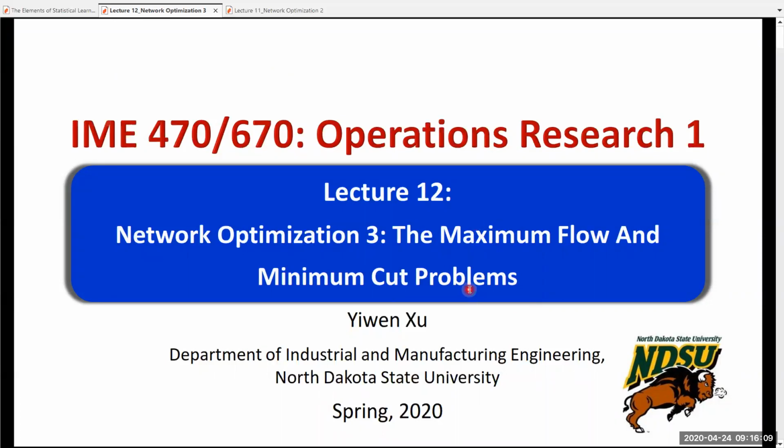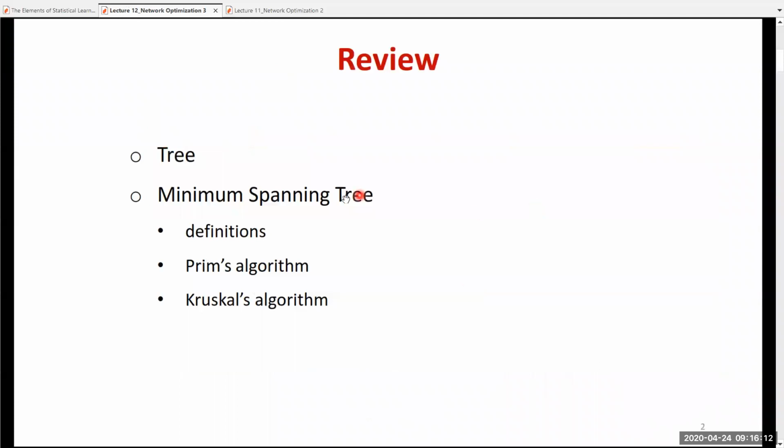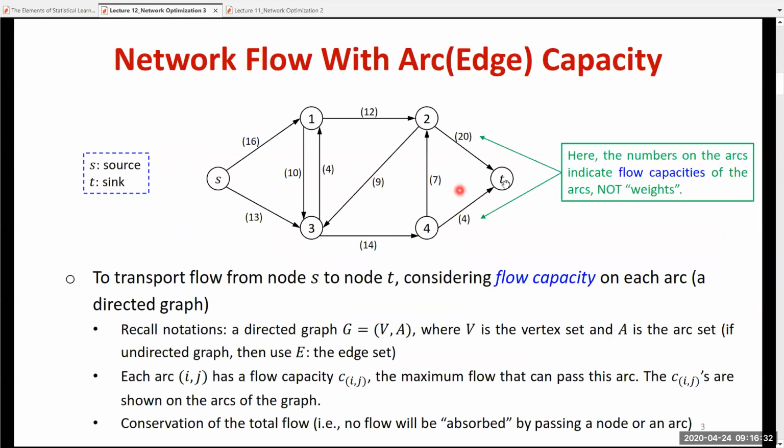Okay, so first of all, a very, very brief review of lecture 11, which is the concept of trees and also the definition of minimum spanning tree. We also introduced Prim's algorithm and Kruskal's algorithm. And finally, we introduced the formulations for minimum spanning tree. Okay, so today we're going to introduce the maximum flow problem. For the maximum flow problem, first of all, let's have a look. What is the definition here?